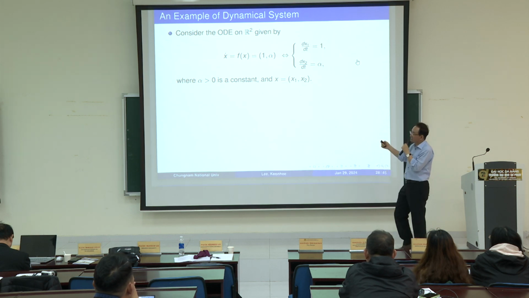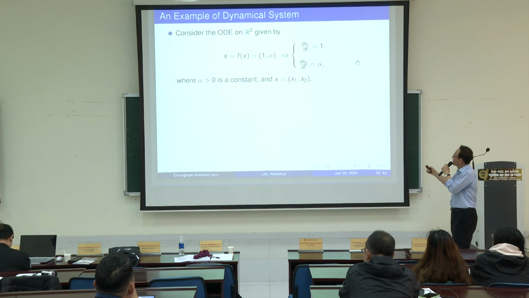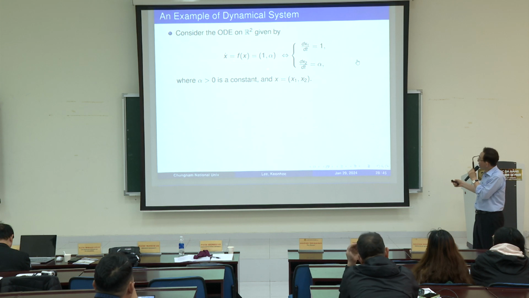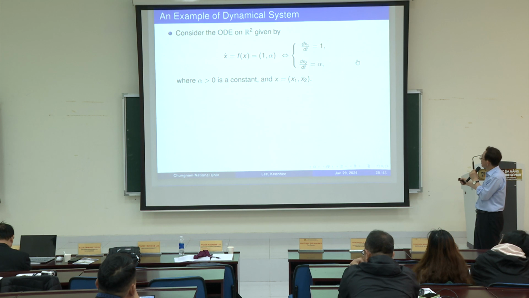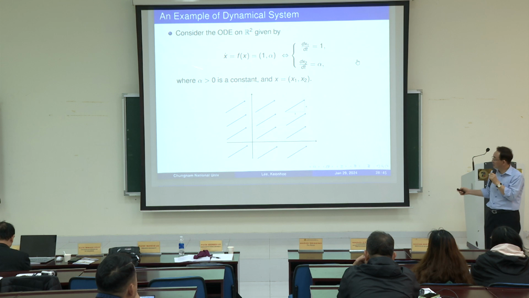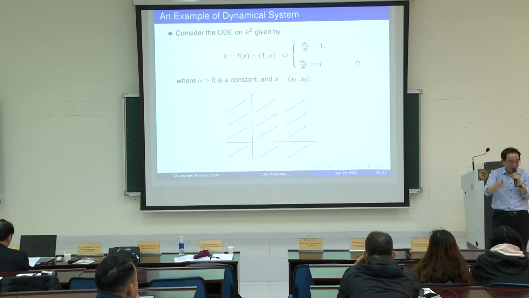Consider a simple example. You know the differential equation from graduate courses. Left side is vector notation, right side is component notation. In the x1 direction, there is the constant, and in the x2 direction it is alpha. Alpha is constant. Then this is a vector field. Alpha is the slope. Right?